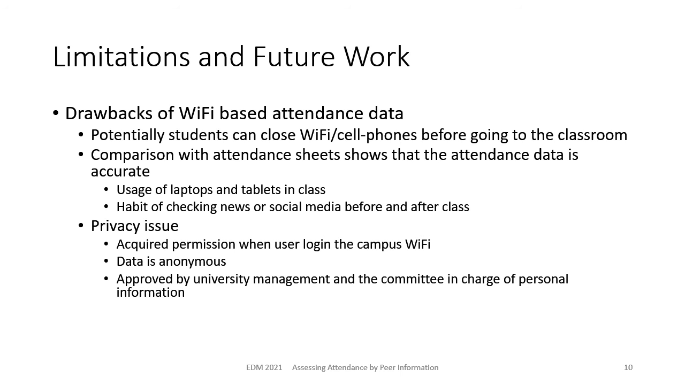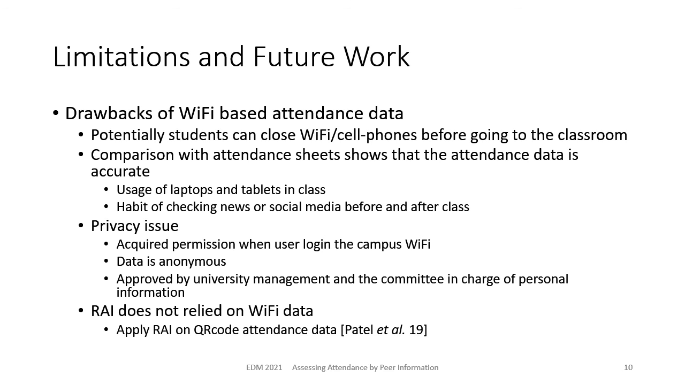We care about students' privacy. We acquire the permission from the users when they log in the campus Wi-Fi. The data is then processed in an anonymous way by replacing the student IDs with hashed IDs. The use of the data has been approved by the university. It is interesting to see how RAI performs on attendance data collected using other methods such as the QR code.